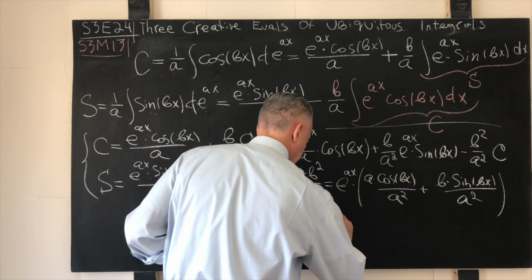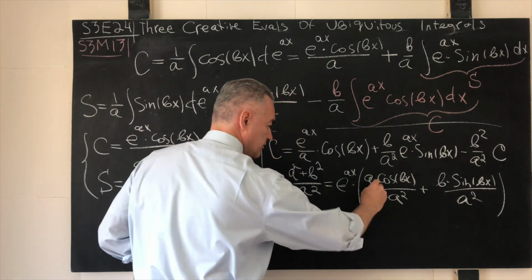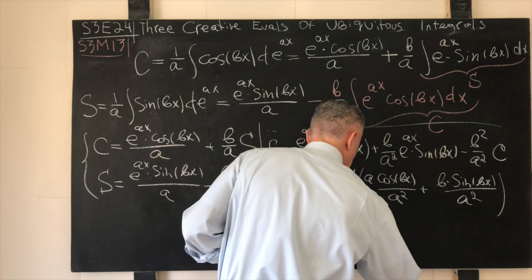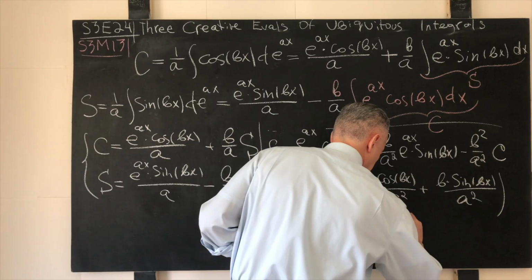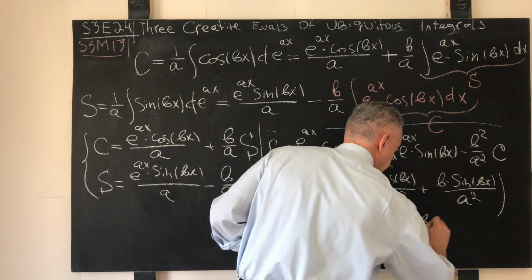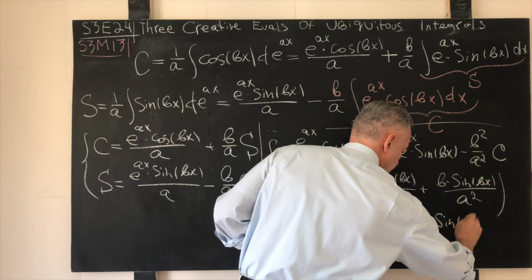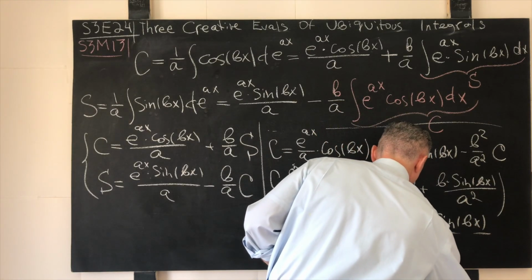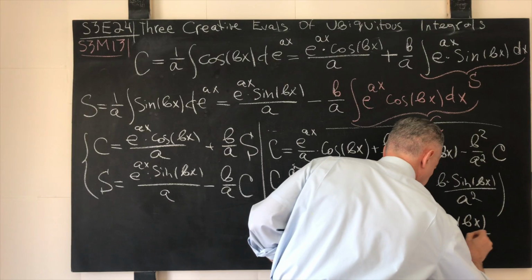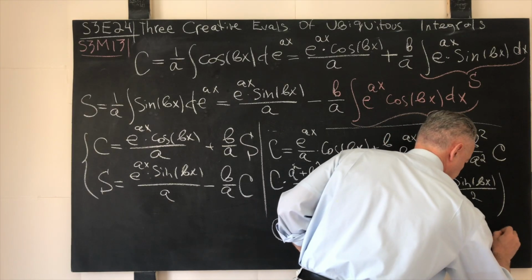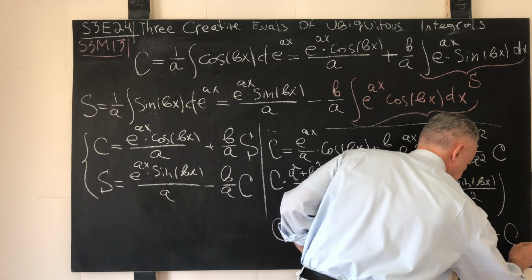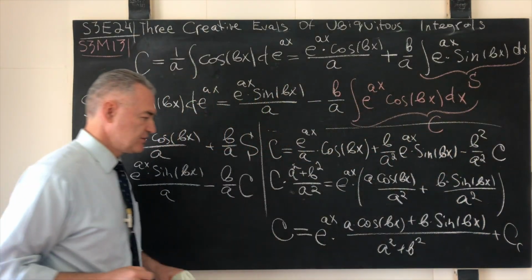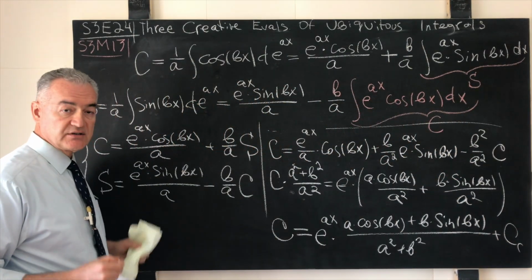So now we have right away the integral c is equal to, let's write it down in this format, e to the power of ax times a times cosine bx plus b times sine bx divided by a squared plus b squared, and for the pedantic members of our audience, plus a constant of integration c to designate the cosine. Game over.